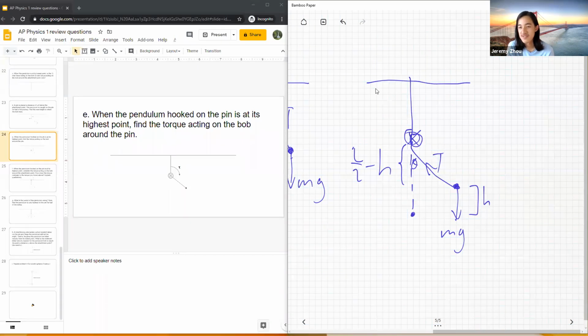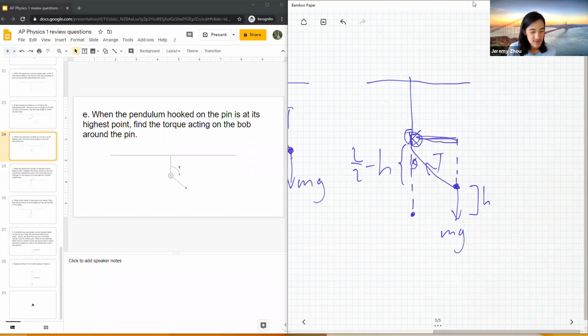But another alternate way, which still involves trig a little bit, is, I like to think of it as this force acts on a lever arm here. So we can just find this times this. And this you can just find using the Pythagorean theorem.